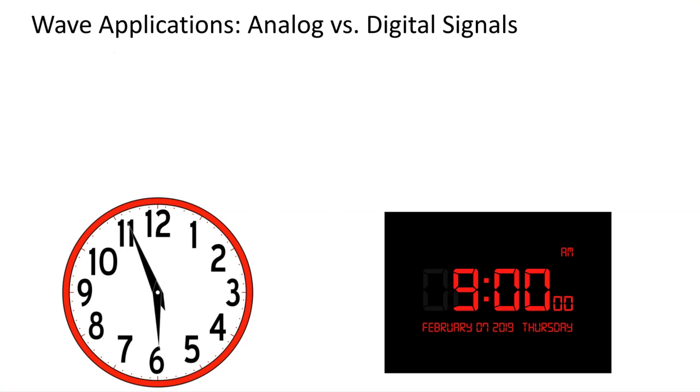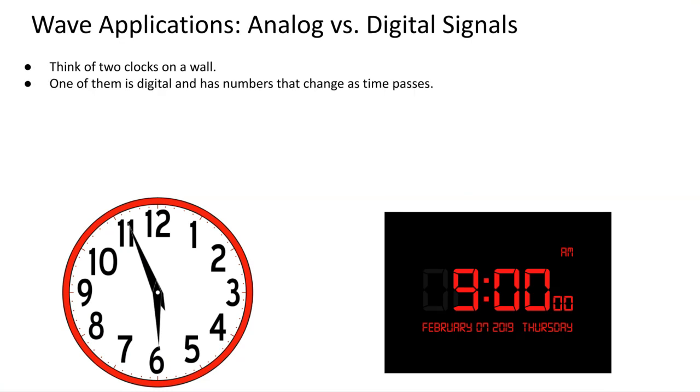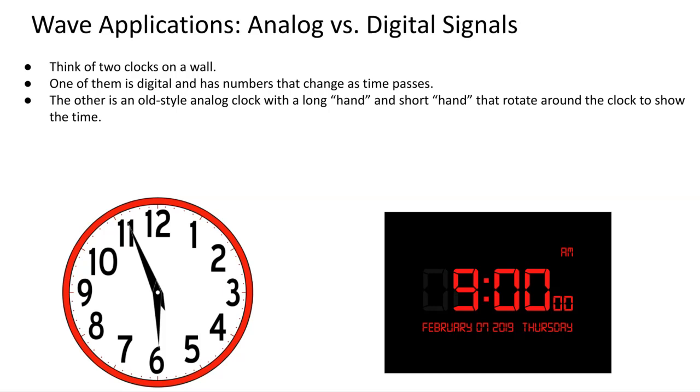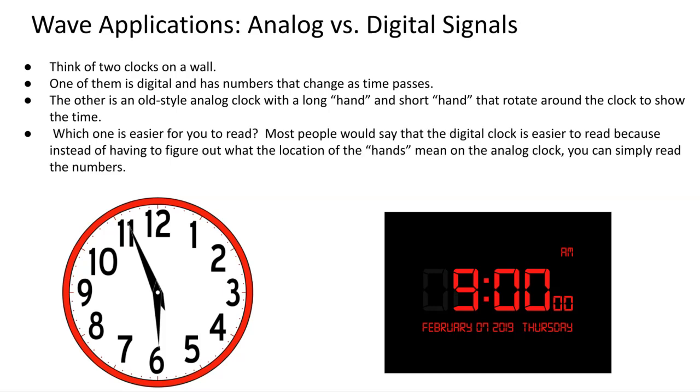Let's talk about wave applications, analog versus digital signals. I want you to think of 2 clocks on a wall. One of them is digital. That one's on the right at the bottom and has numbers that change as time passes. The other is an old-style analog clock with a long hand and a short hand that rotate around the clock to show the time, bottom left corner. Which one is easier for you to read? Most people would say that the digital clock on the right is easier to read because instead of having to figure out what the location of the hands mean on the analog clock, you can simply read the numbers.